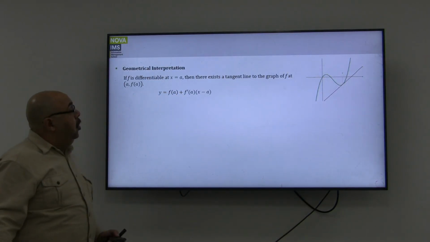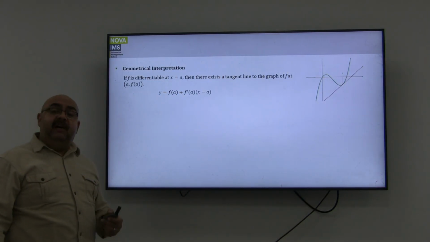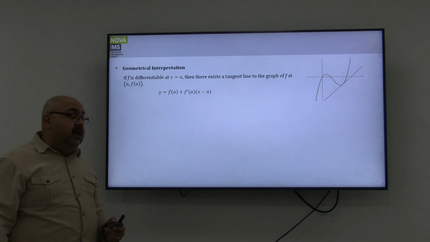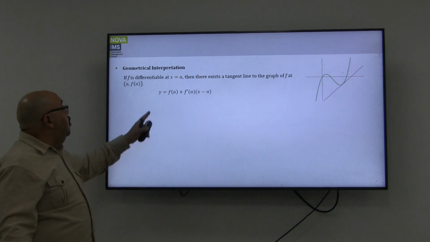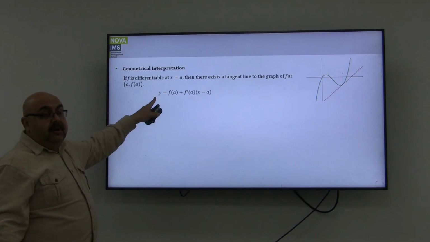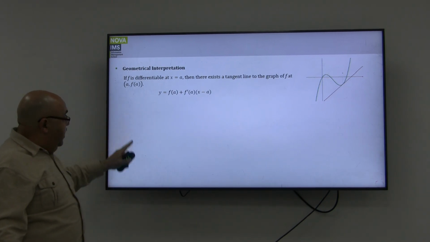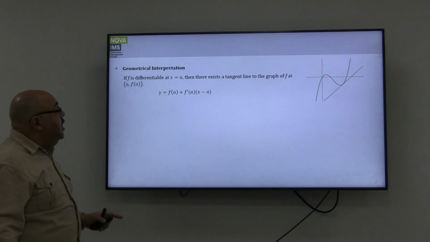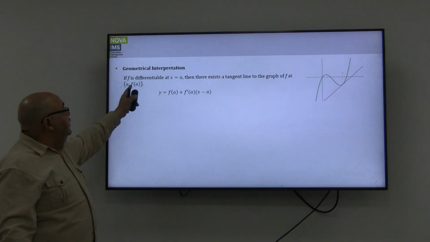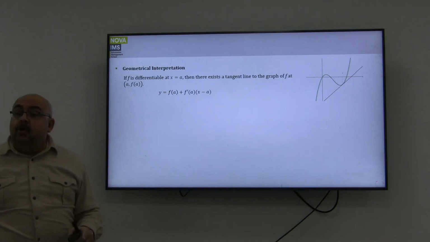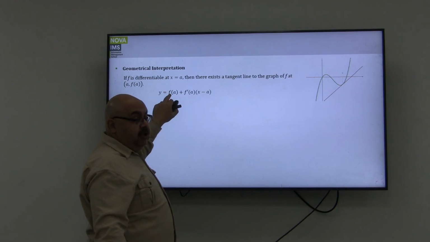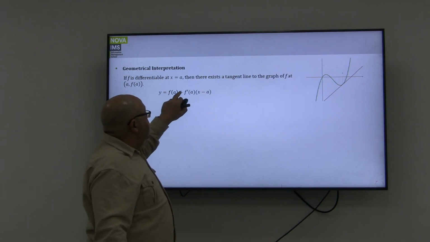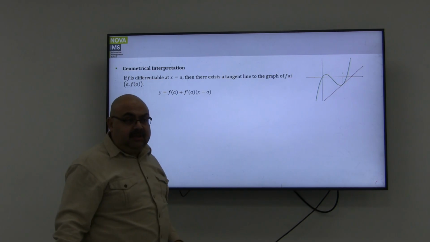Okay. Also, from the law of f of x minus f of a divided by x minus a equals f dash, I can get the value of f of x, which is y. So if f is differentiable at a certain point, there exists a tangent line to the graph of f at a and f of a. This is the law of the tangent, which is y equals the value of the function at x equal to a, plus f dash a times x minus a.